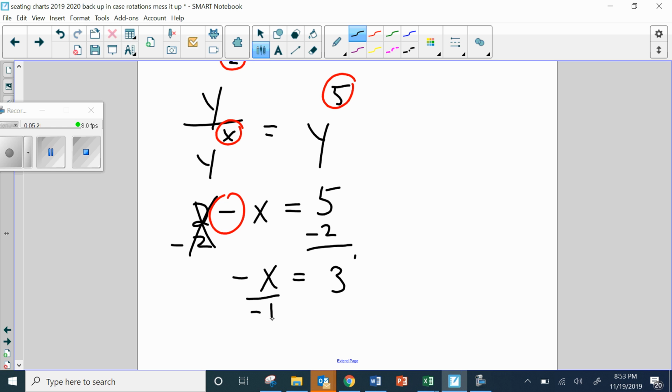So I divide by -1, because technically there's a 1 there. I divide by -1 there, I divide by -1 there. So all that goes away, and I'm going to get x equals -3. So the exponent on the y, the denominator, would be -3. X would be -3.